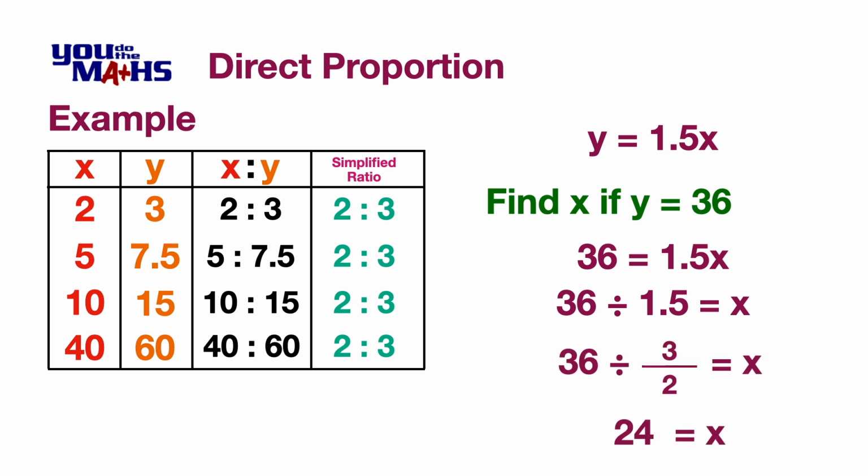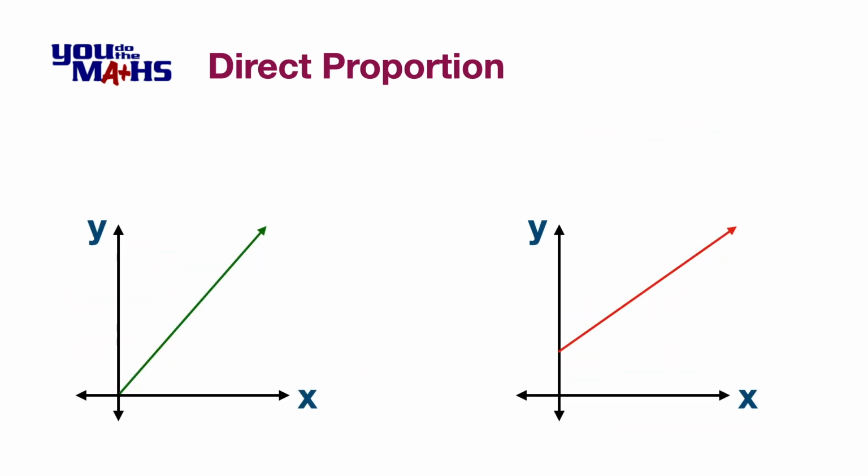Another way to tell if two variables are in direct proportion is they follow a linear pattern. And we can see here from the first graph that our line intersects at the origin, and it is of the form y equals kx. That means that the two variables are directly proportional to each other. On the right side, we have a linear equation in the graph, but it does not intersect at the origin. So these two variables are not directly proportional to each other.